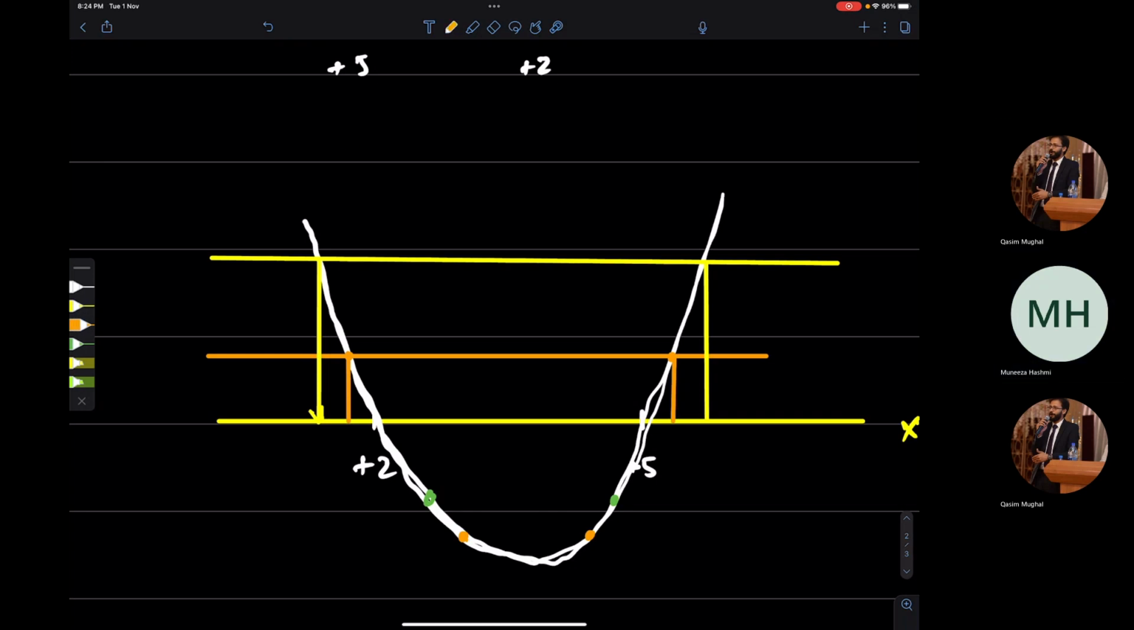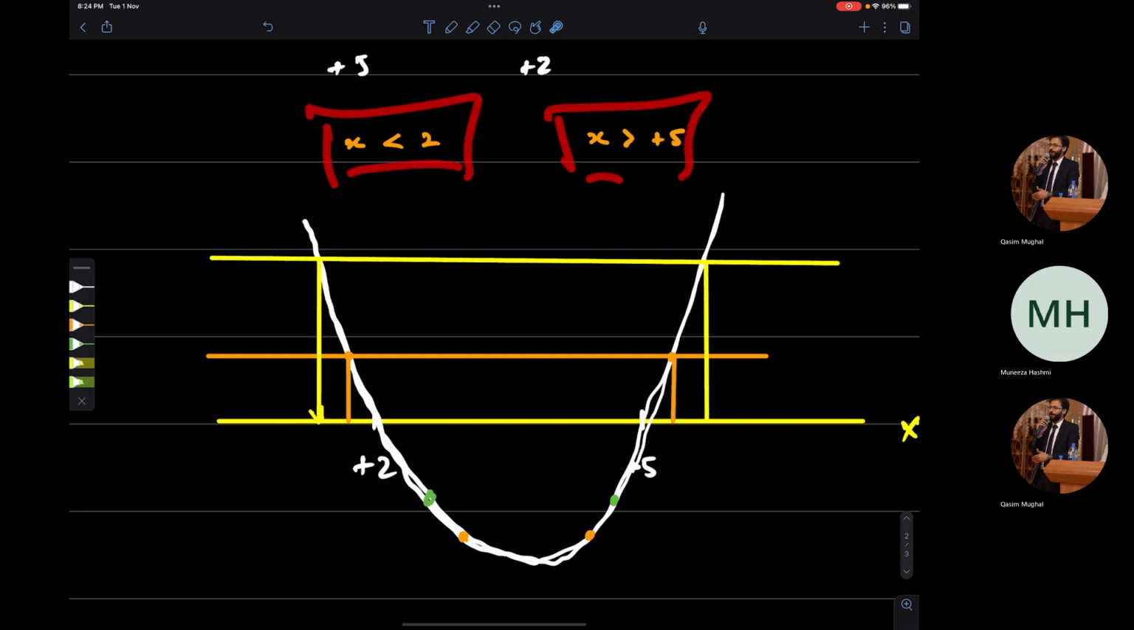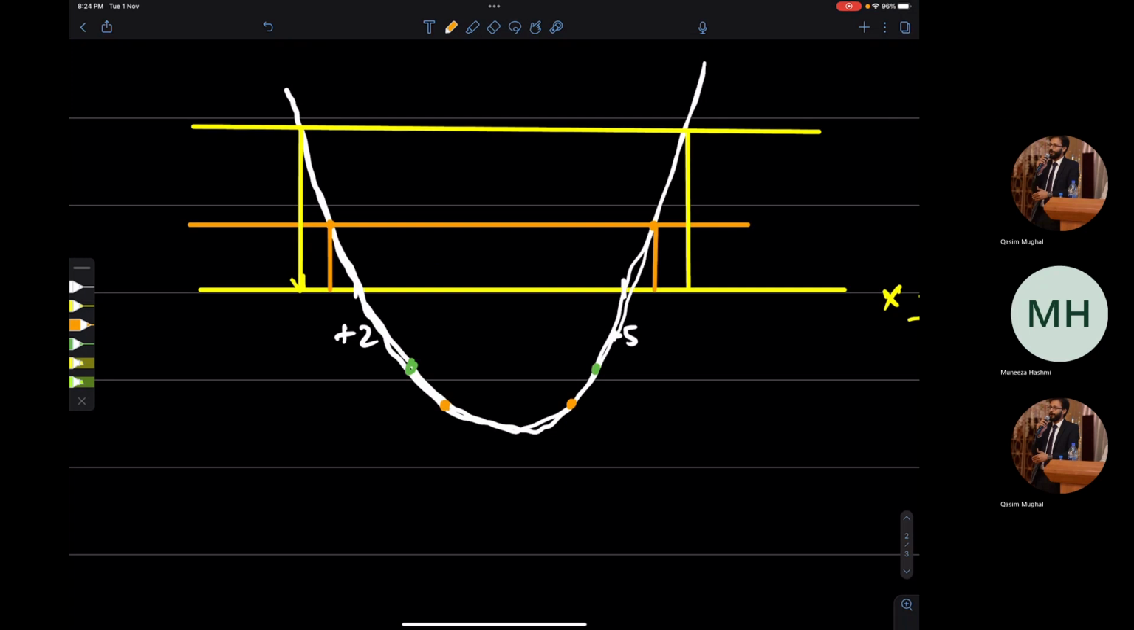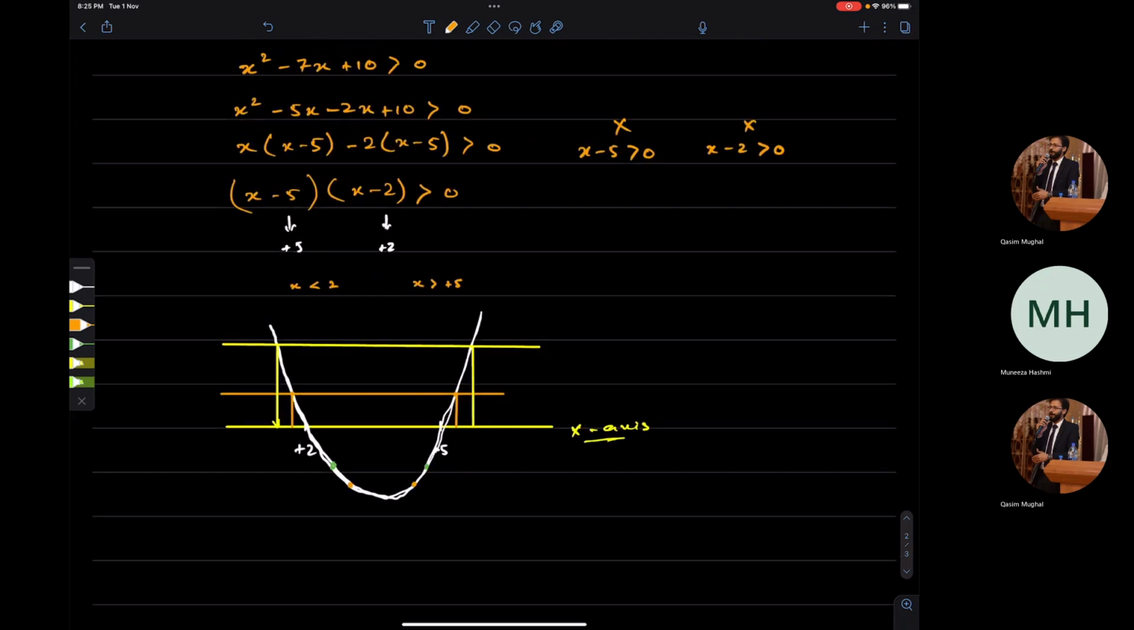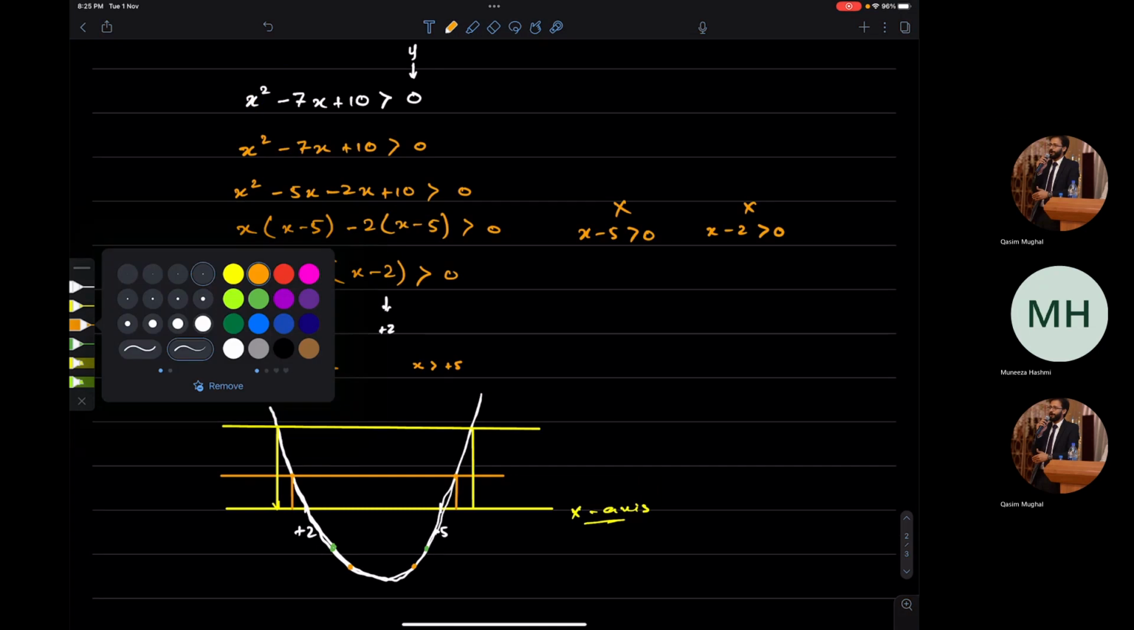So the solution is basically that x is less than positive 2, and from this side of the graph I say that x is greater than positive 5. I can't combine both of these together because it's not somewhere in between. So there's a break here. There is no solution in between. The solution lies less than 2 and greater than 5. So I can't combine them together, so I'll leave it like this. The solution is x is less than 2 and x is greater than 5. So that would be your final answer.